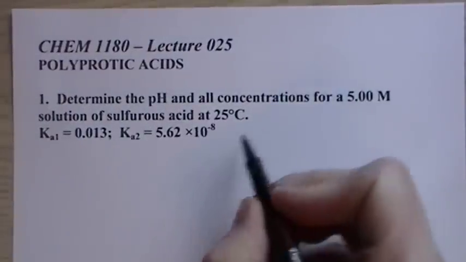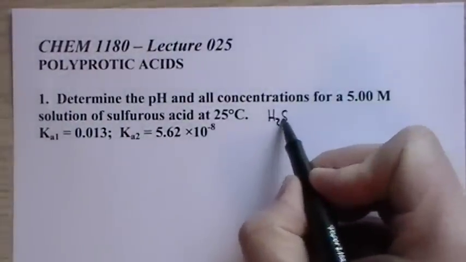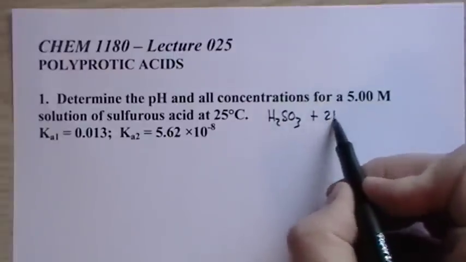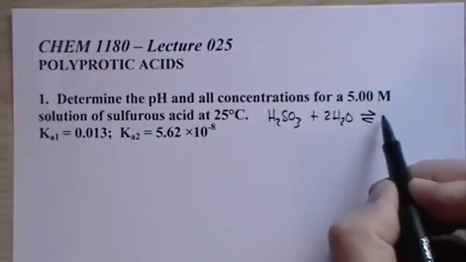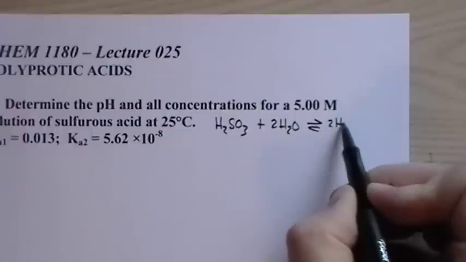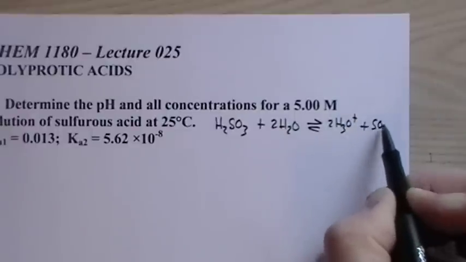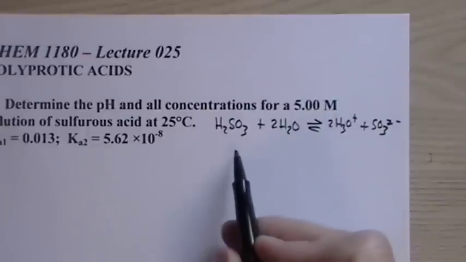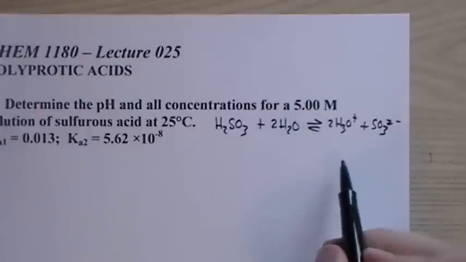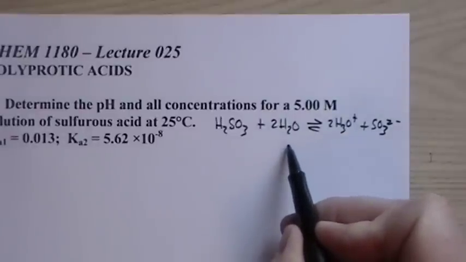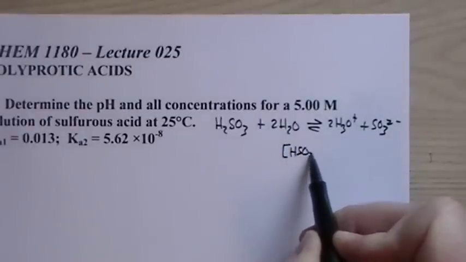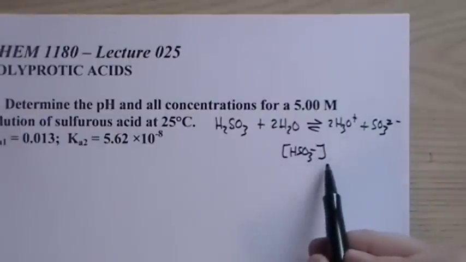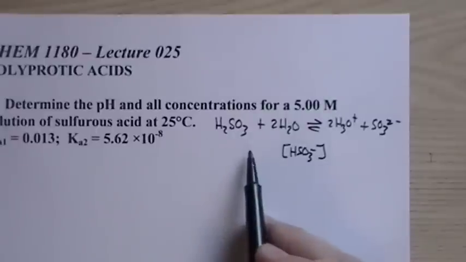Okay, now we have the sulfurous acid, which is H2SO3, and it deprotonates twice. So we could write it like this, and we have 2 H3O+, and then SO3 2-. But if we did that, we're going to lose some information and make the math really tough for ourselves. As far as losing information, what's the concentration of the hydrogen sulfite or bisulfite ion? That's definitely present in this system, but it's not here.